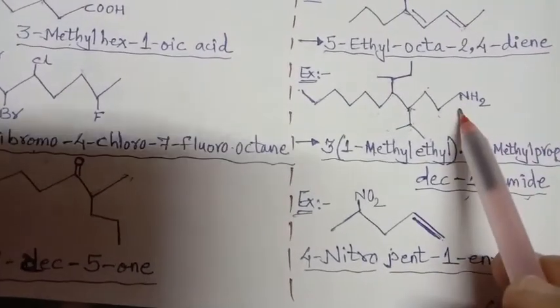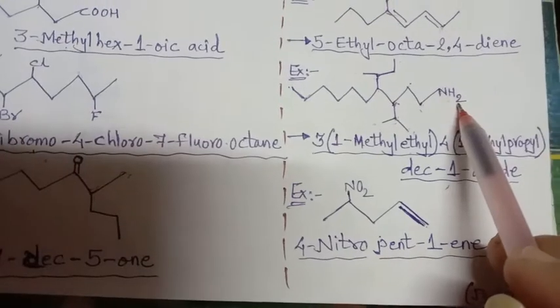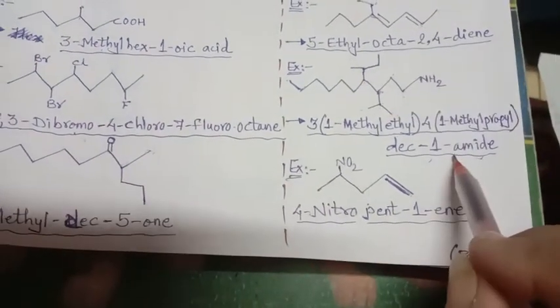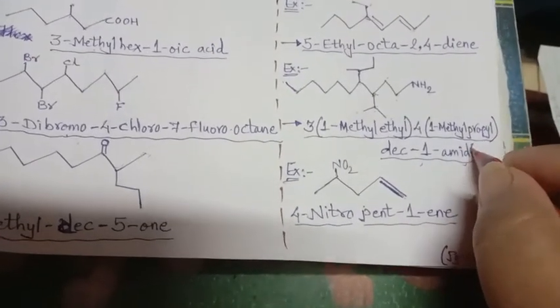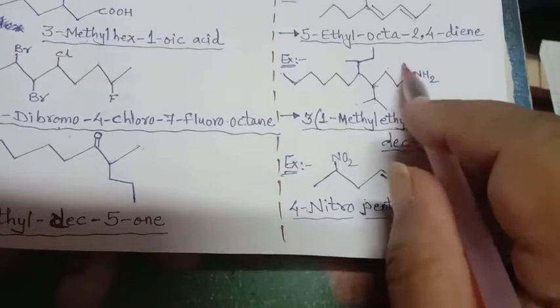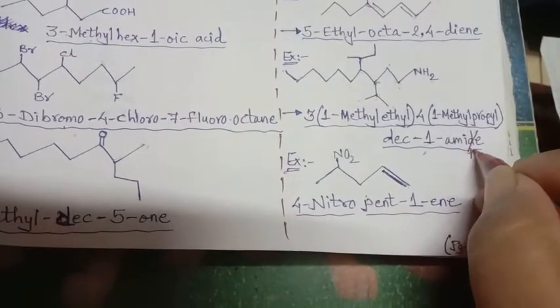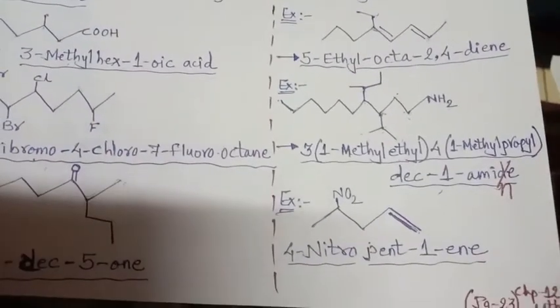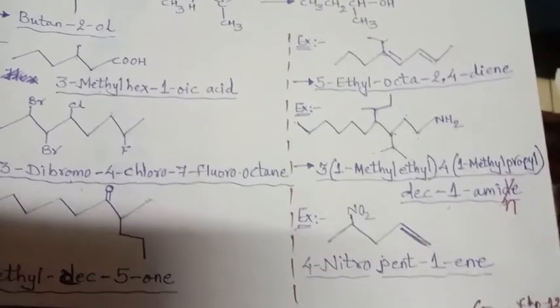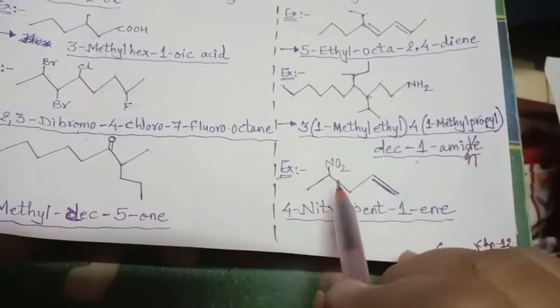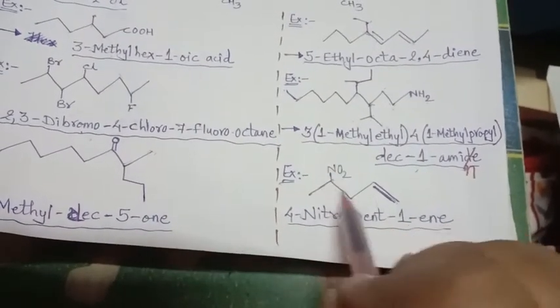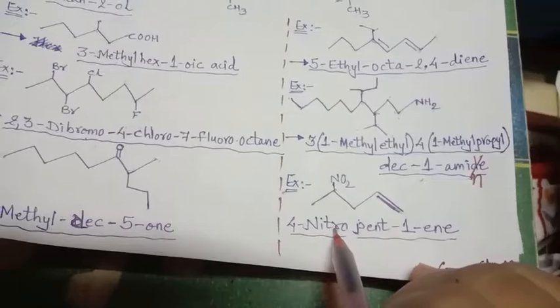Now this is NH2, right? Amine group. So here will be one amine and not amide. If it is amide, then it will be with CONH2. That also we will have to take care. So decane amine we will write, and dec-1-amine also we will write for primary amine. Dec-1-amine. Clear?